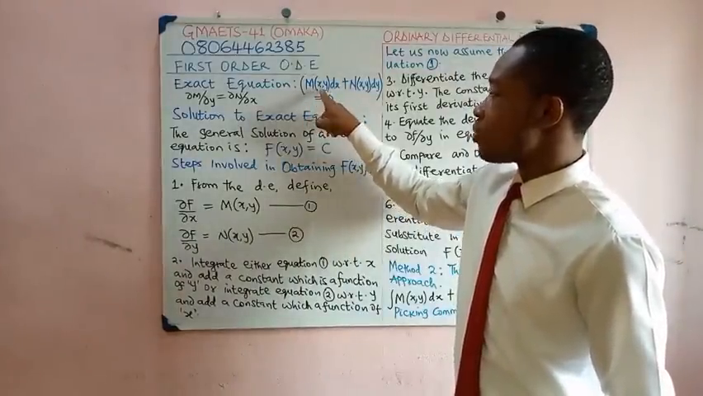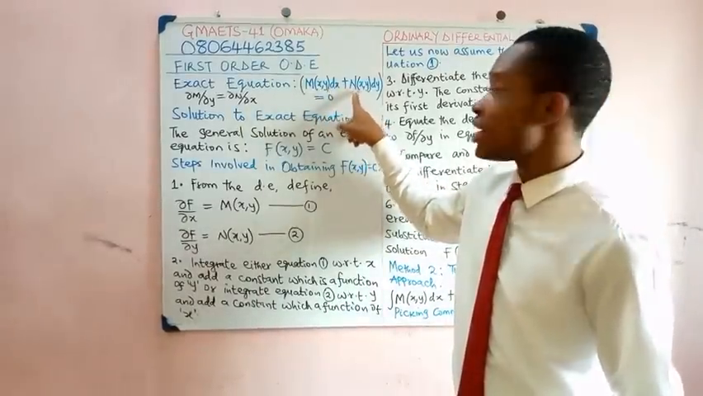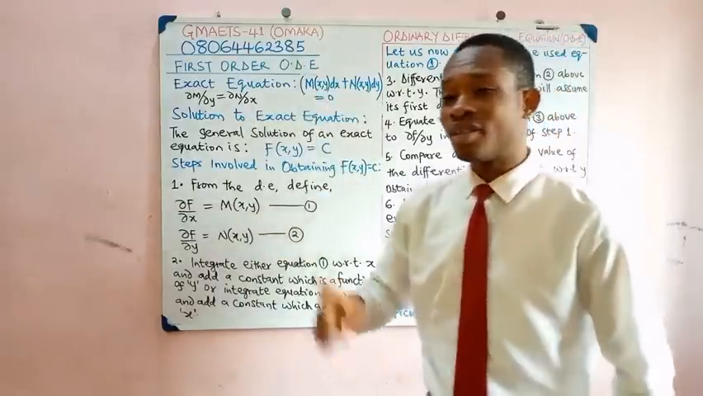The exact equation takes the form generally M of x and y, that is a function that depends on x and y, dx, plus N, another function that depends on x and y, dy. Make it equal to what? 0. You see that?